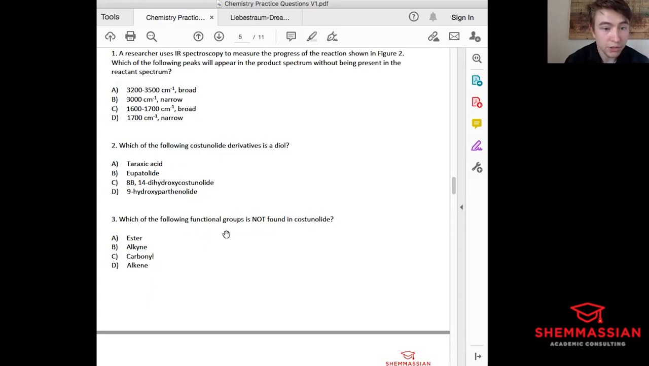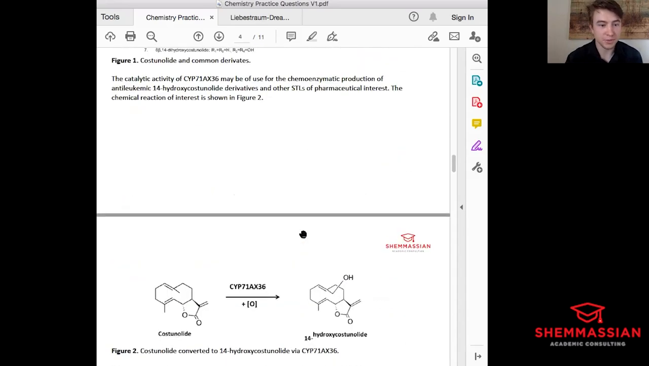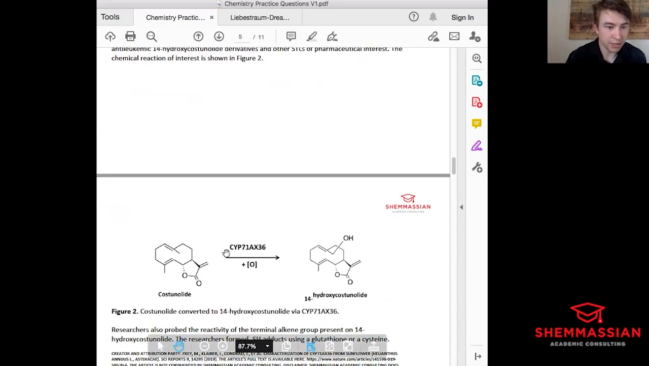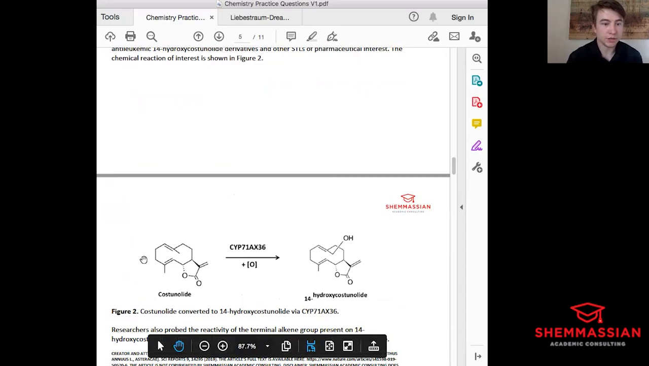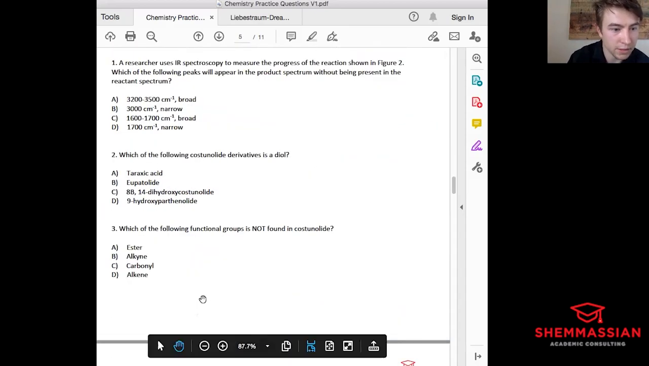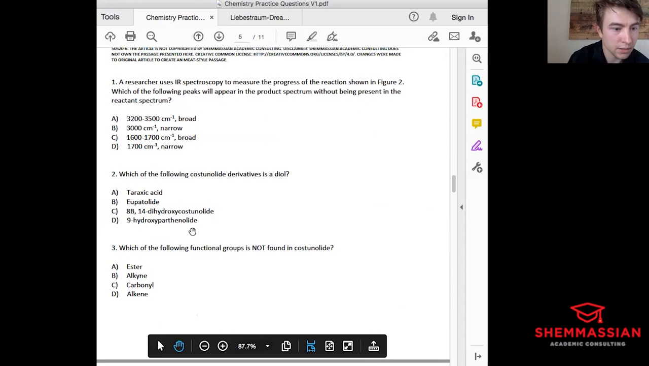Which of the following functional groups is not found in costunolide? Okay, so I'm going to go right back up to the structure for this one. Super simple. Here it is. It's asking me which of four choices isn't found in this molecule. So I actually think for this one, predicting is not the best strategy, because I could predict a number of different ones. So I'm just going to look at these three.